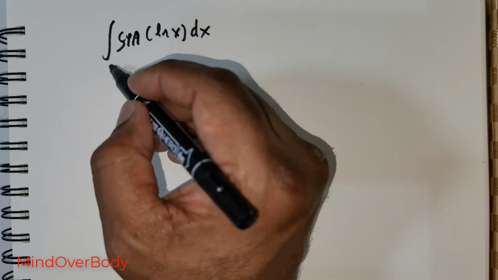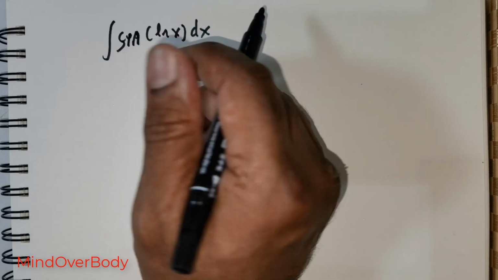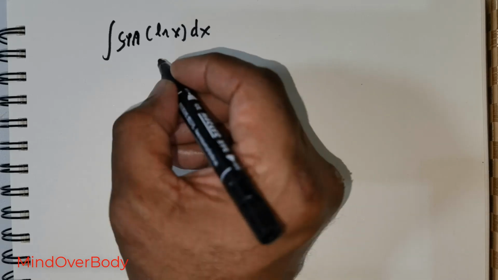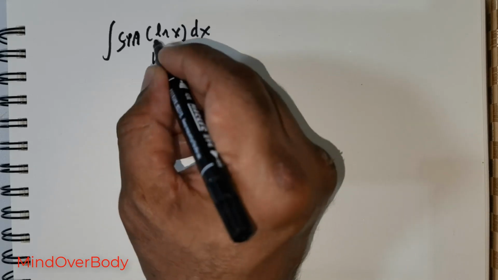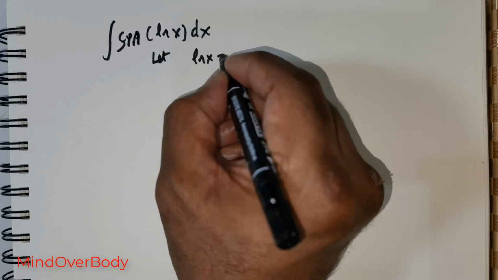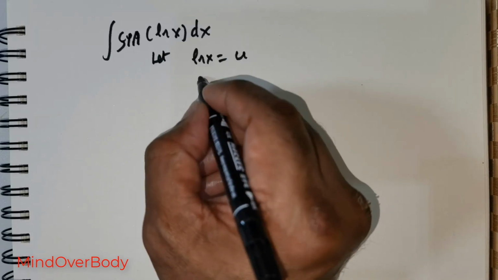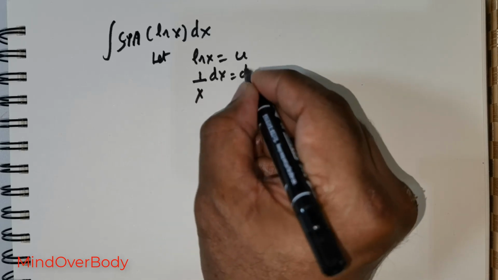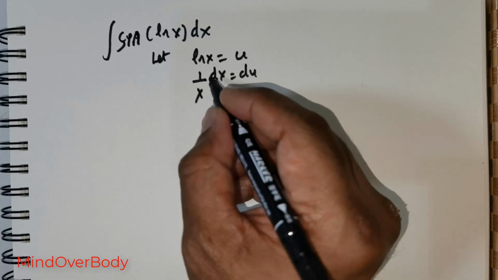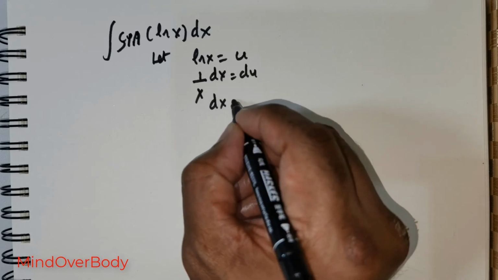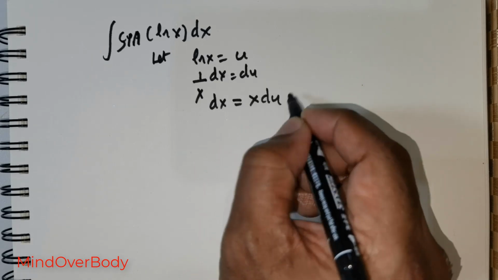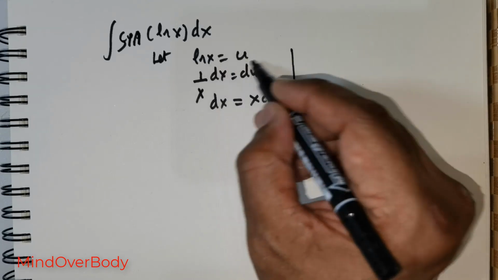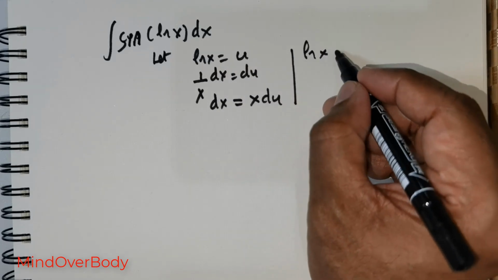Hi everybody, we will learn how to integrate the integral of sine of ln x times dx. First, I would like to make the substitution. Let ln x be equal to u. If you differentiate this, it is going to be 1 over x times dx is equal to du. Now I need only dx, so I'm going to rewrite this as dx is equal to x times du. Now we have made this substitution, ln x is equal to u.